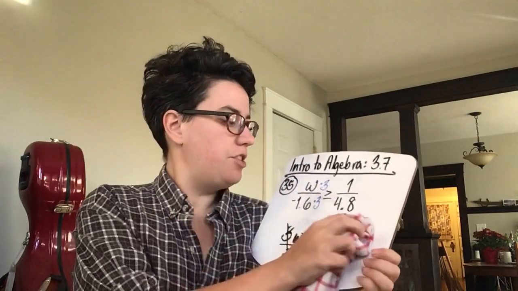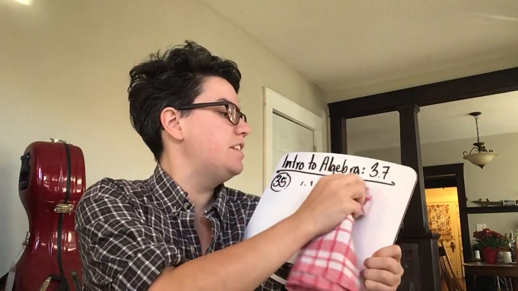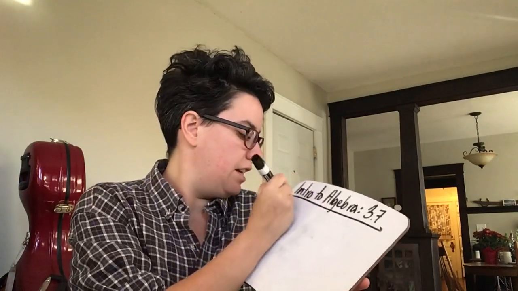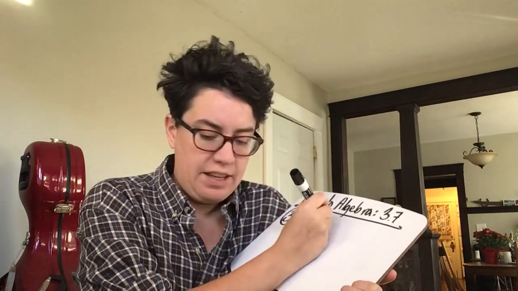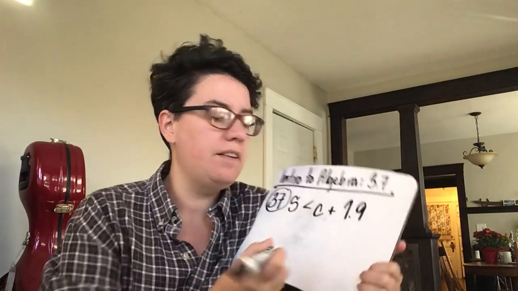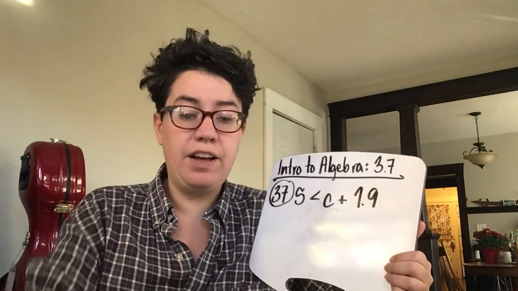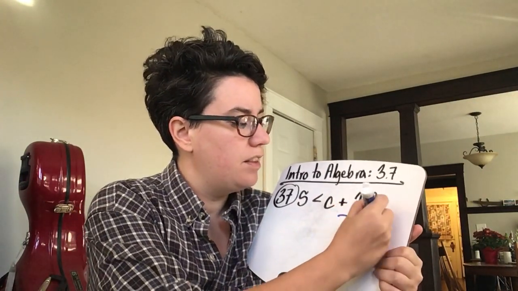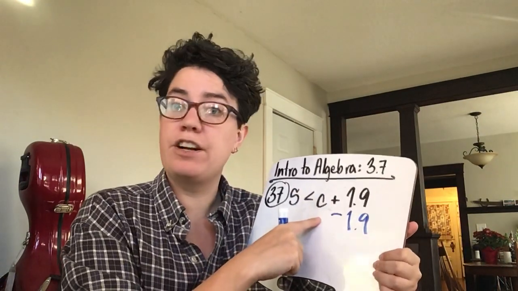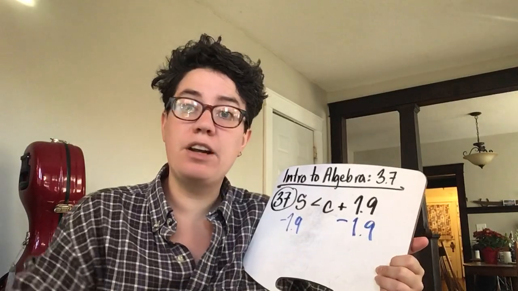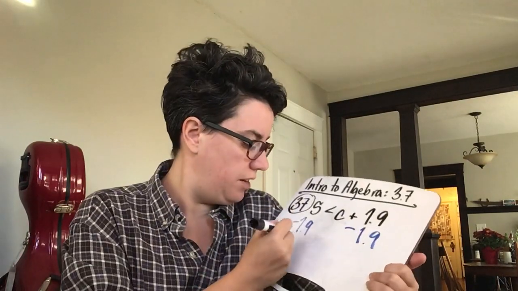All right, so now we're going to look at number 37. 37 is a different operation. It is 5 is less than c plus 1.9. Now here we don't have fractions, we don't have denominators, so we can just subtract the added term so that we can get our variable by itself. And since it's adding and subtracting, we're not going to flip the inequality sign.